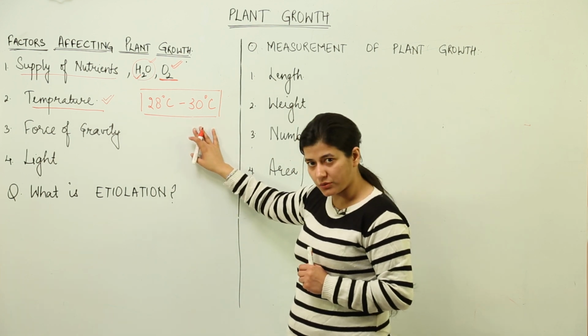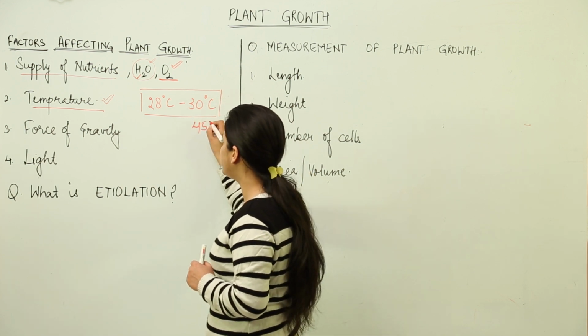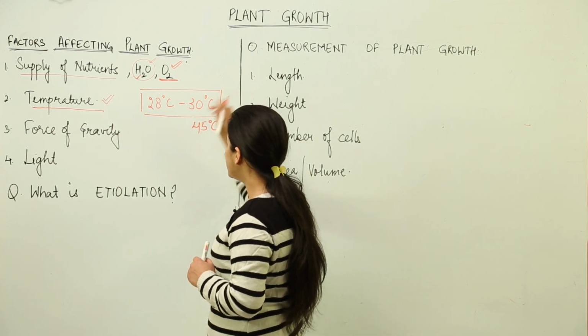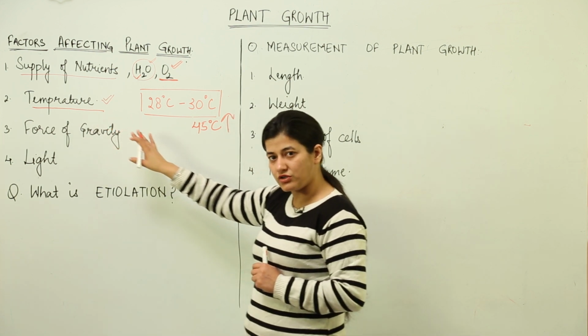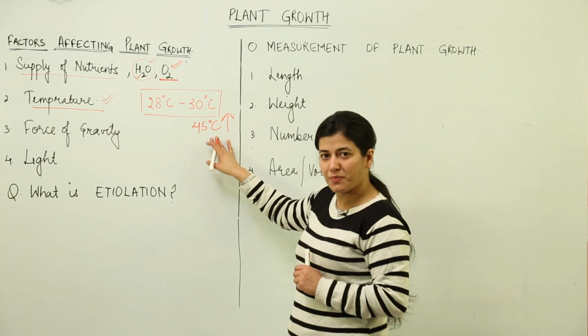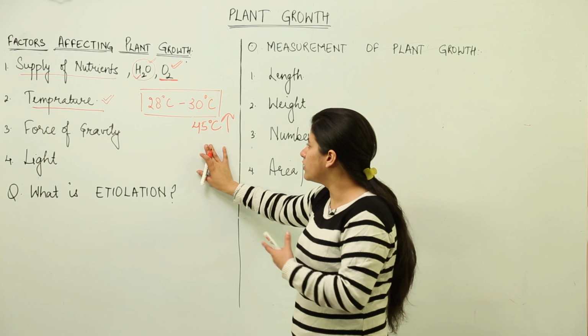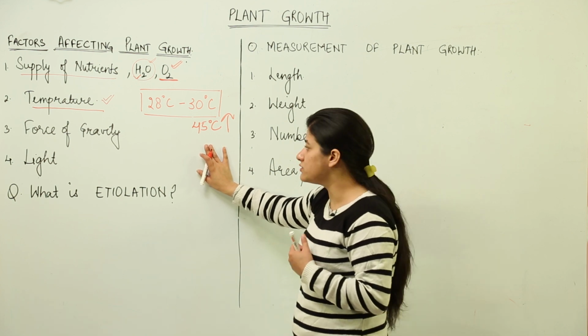That is the protoplasmic growth I'm talking about. If the temperature exceeds beyond 45 degrees Celsius, then we get to know that an increased temperature is affecting the growth of the plant, because at this temperature or beyond, the protoplasm shows coagulation, and when the coagulation occurs inside the protoplasm, growth is not possible.